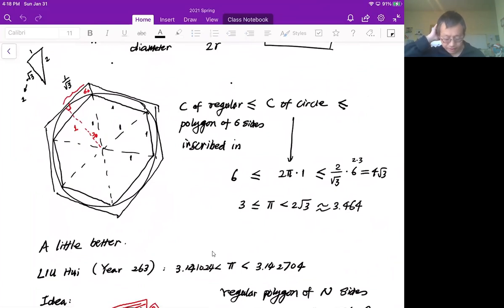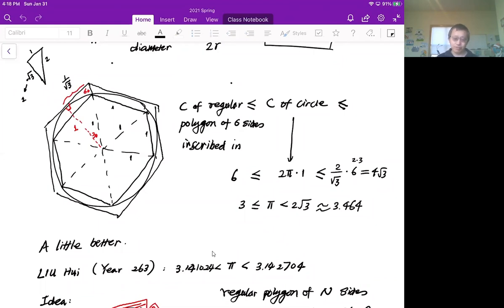One idea is that the circumference of the regular polygon of six sides is less than or equal to the circumference of the circle, which is less than or equal to the circumference of the regular polygon outside of that circle. You can work on that one. But that gives you pi between 3 and 3.464, just because the number of sides is too small. It's only 6 for convenience.